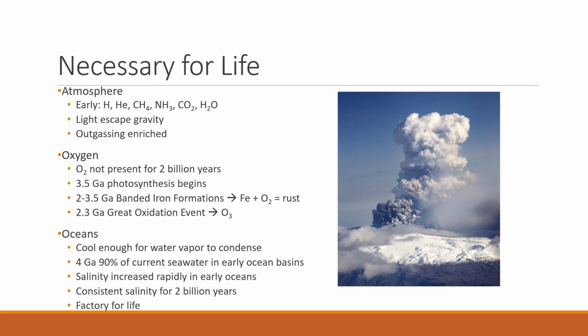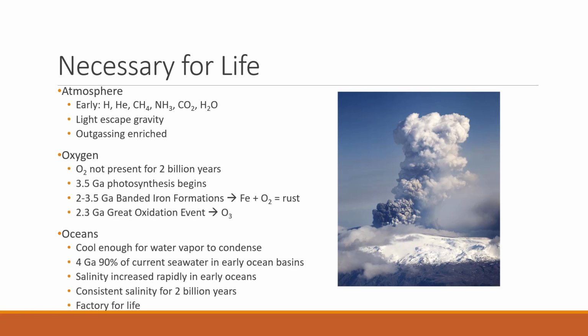Around 3.5 billion years ago, photosynthesis begins. That's the process where plants take in carbon dioxide and release oxygen. Between 2 and 3.5 billion years ago, we see what are known as banded iron formations. These are rock formations that have a significant amount of rust in them, because when iron and oxygen meet, they produce rust. And so we know that there was abundant oxygen during this time period because we see these rocks that have rust that was developed during this time period.